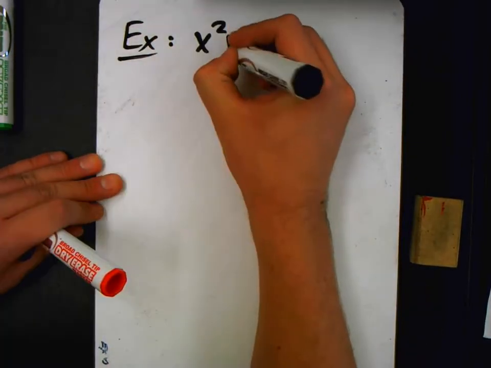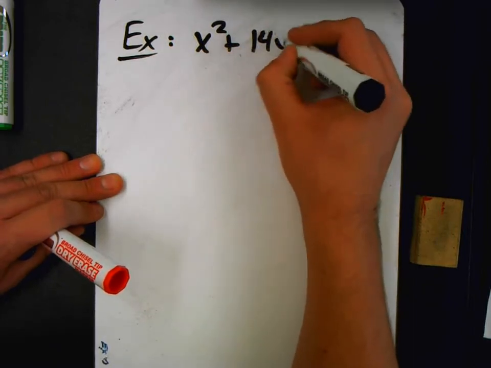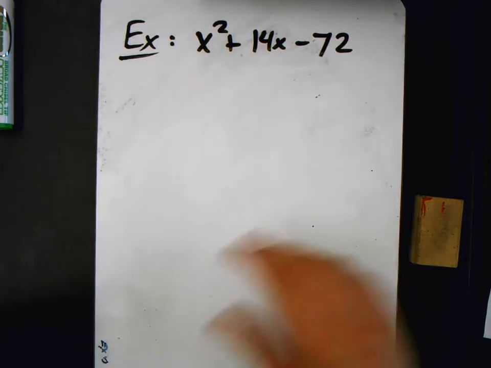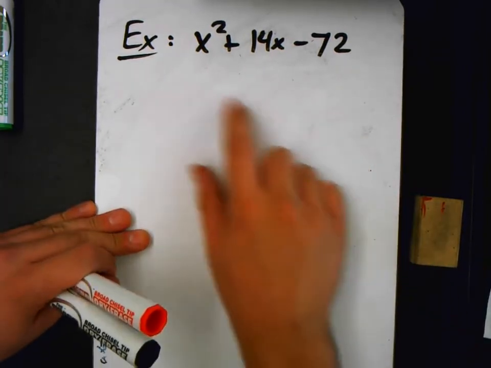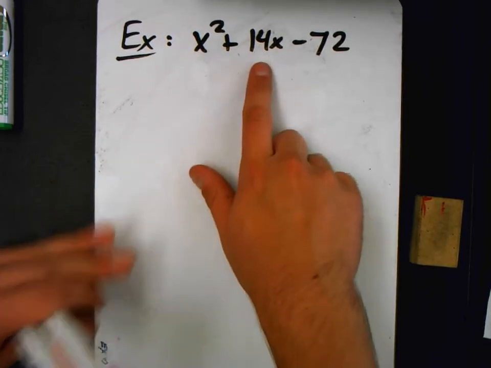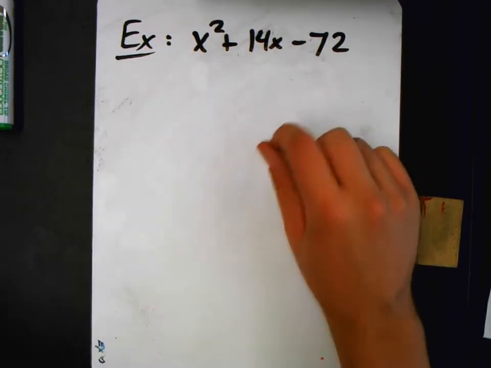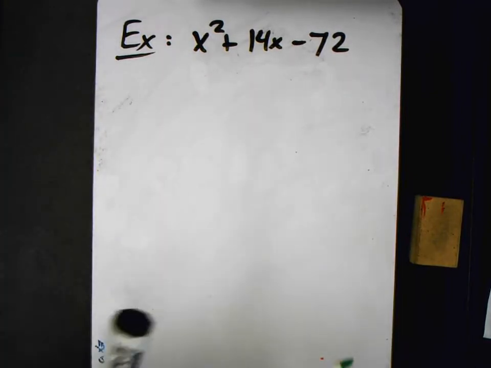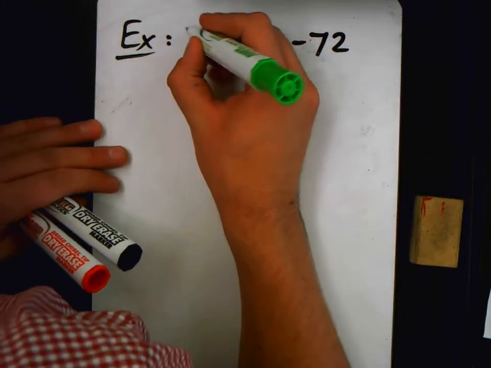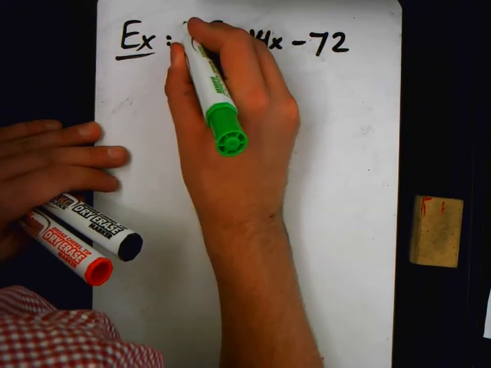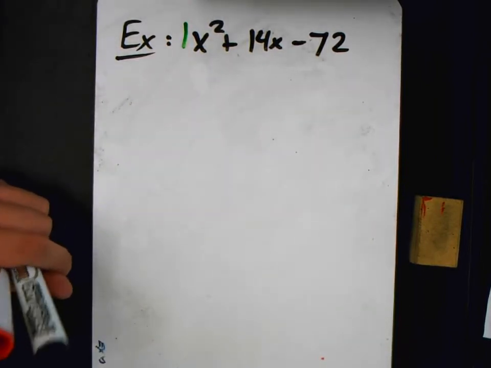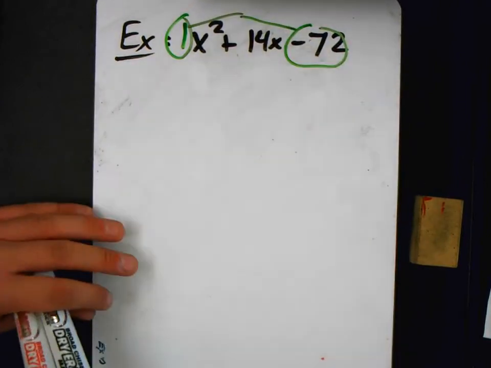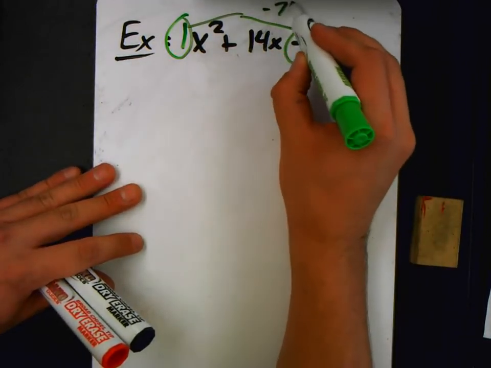Let's say we have the quadratic x squared plus 14x minus 72. The first thing I look for in factoring quadratics is to make sure that everything's in order. I have my x squared first, then my x, then the number by itself last. I cannot factor unless I have everything in that order. The next thing I look for is to multiply the outside numbers together. Since this is just an x squared by itself, we assume that it is a 1 in front. I multiply this one times the negative 72. Those multiplied together equal negative 72.